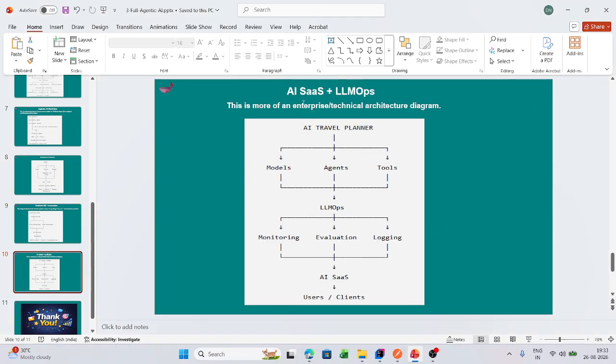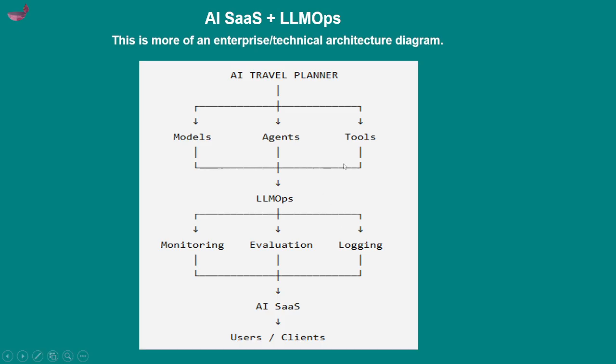And the last part is AI SaaS and LLMOps. We have not done it because it requires a good machine. Maybe in our next video related to agentic AI, we will cover this as well.